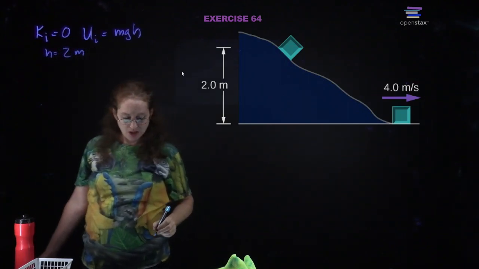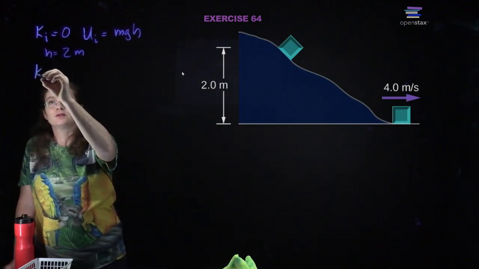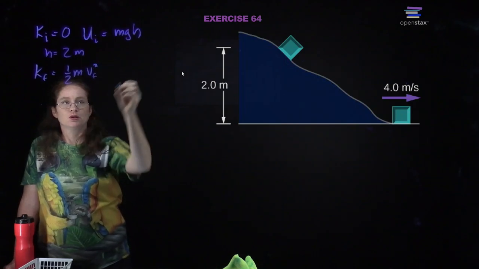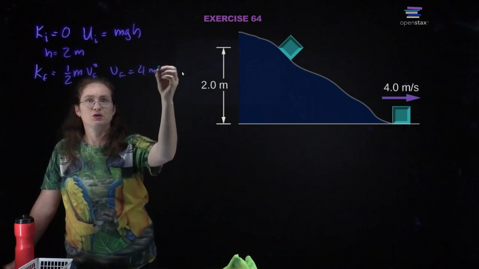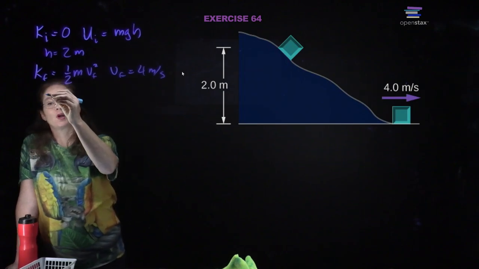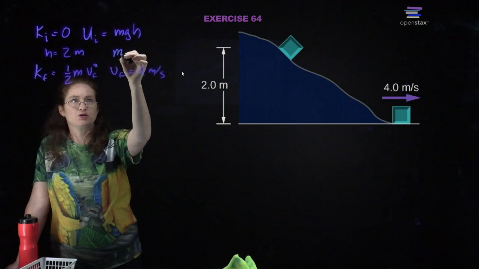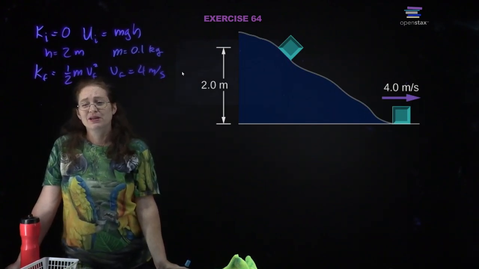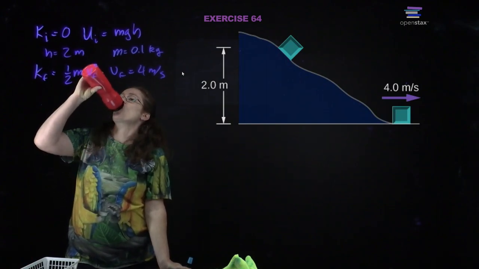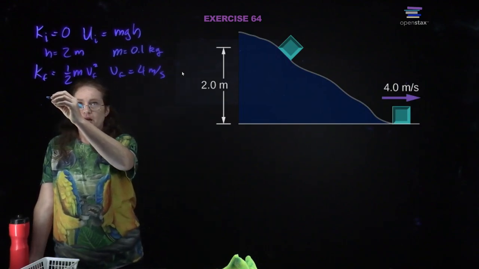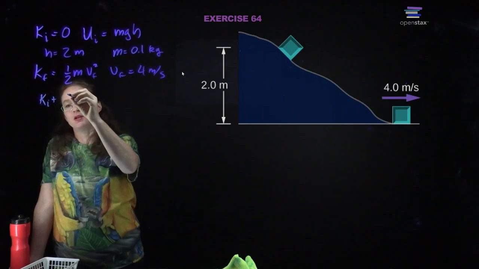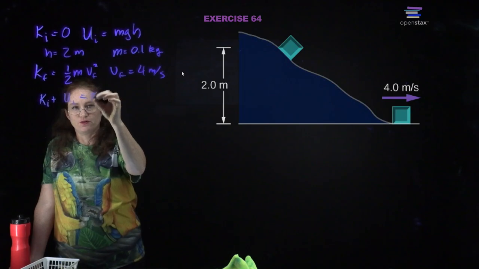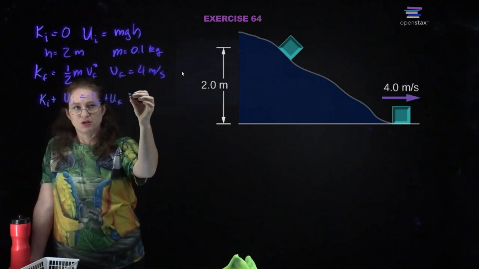Here I'm keeping everything symbolic until the very end. At the end, the final kinetic energy is 1/2 m v final squared, where v final is 4 meters per second. And we are also given in the problem that m equals 0.1 kilograms. Note that I'm converting it to kilograms, to SI units, as I write it down, so I don't ever work with non-SI units. And then I have the initial kinetic energy plus the initial potential energy equals the final kinetic energy plus the final potential energy plus the work which was done.